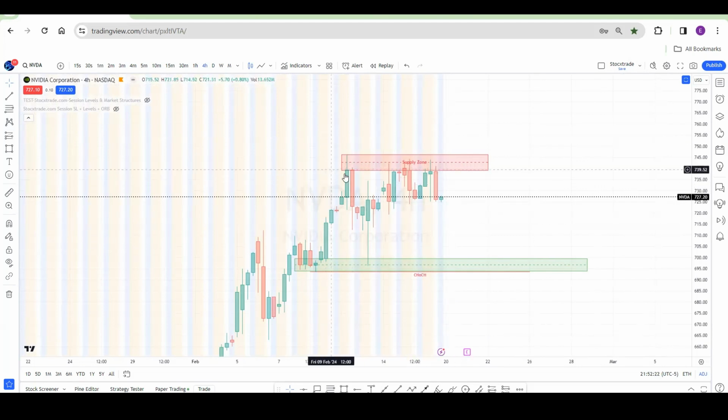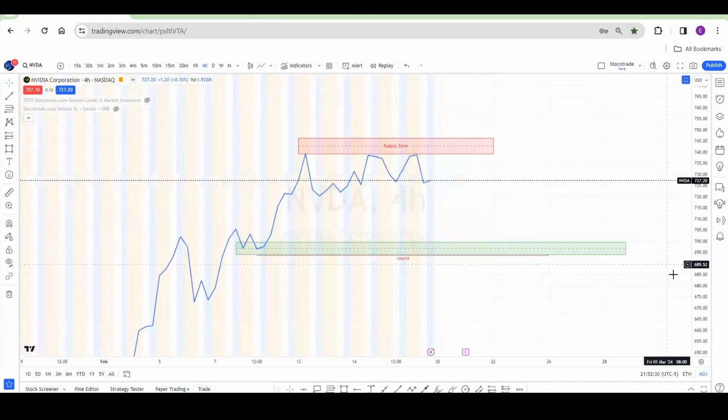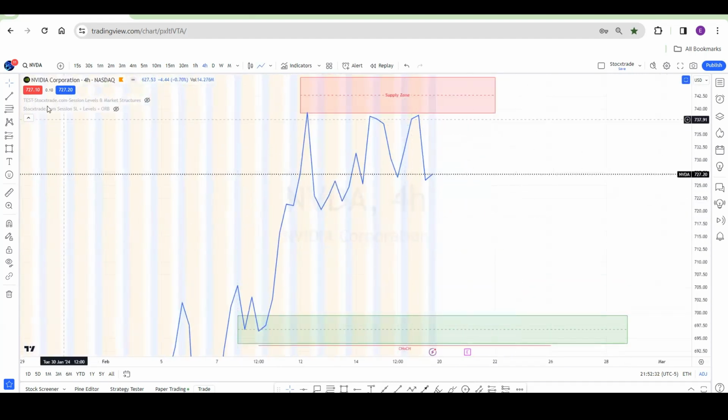Okay, so a supply zone has been created. Let's see what the line chart is saying. You see a triple top? So might be, and I can also see a little bit of change of character here.